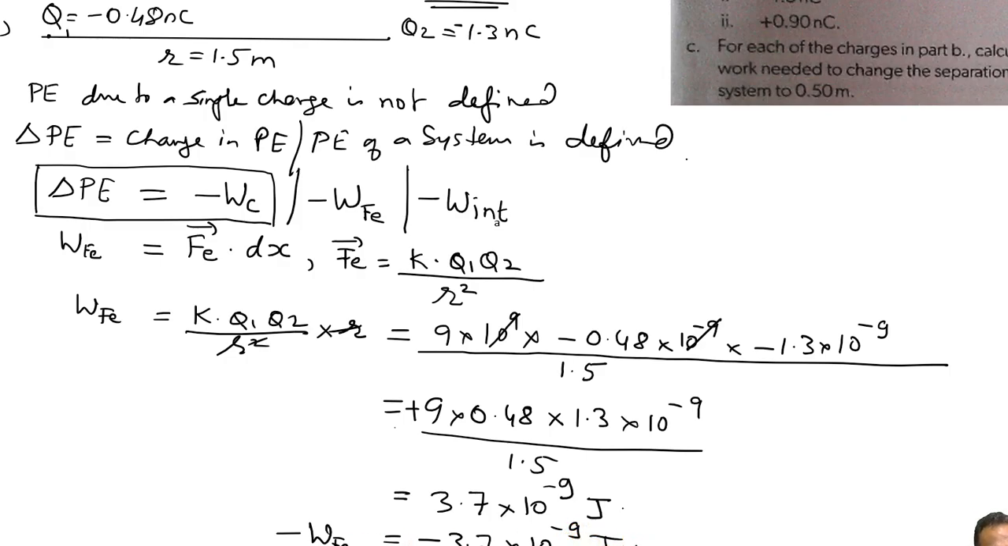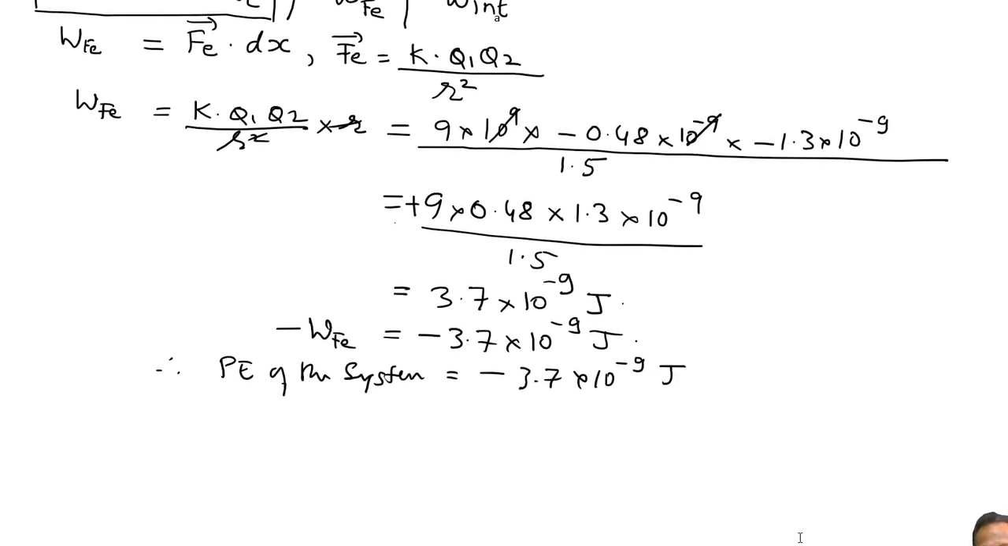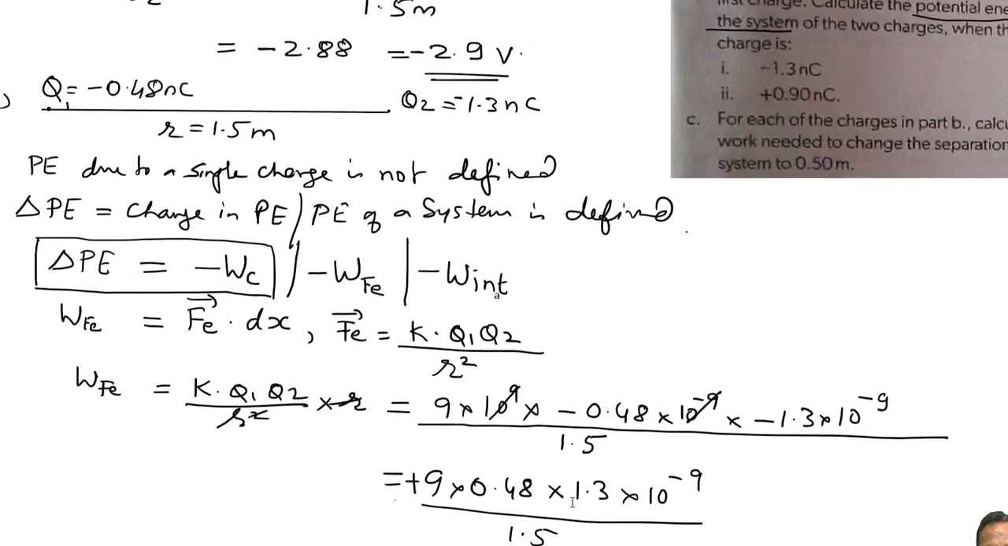Therefore you can say that the potential energy of the system is negative 3.7 into 10 raised to minus 9 joule. So potential energy can be negative, it can be positive. Now all that is theoretical aspect, but the answer for this particular numerical is: potential energy of the system is a negative 3.7 into 10 raised to minus 9 joules.